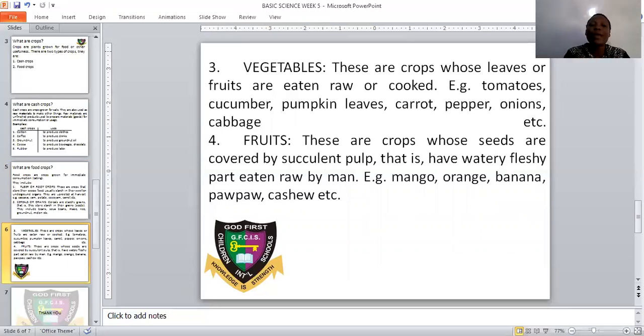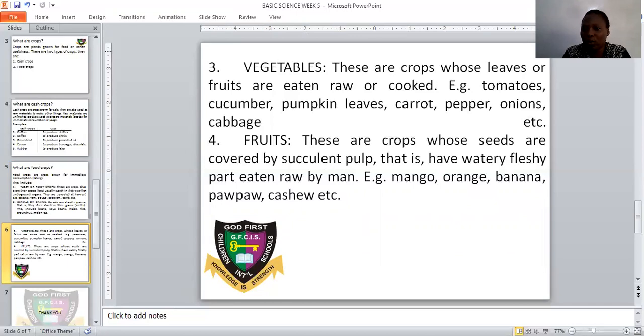Good. So we have the fourth type of food crop as fruits. These are crops whose seeds are covered by succulent pulp. That is, they have watery, fleshy parts eaten raw by man.